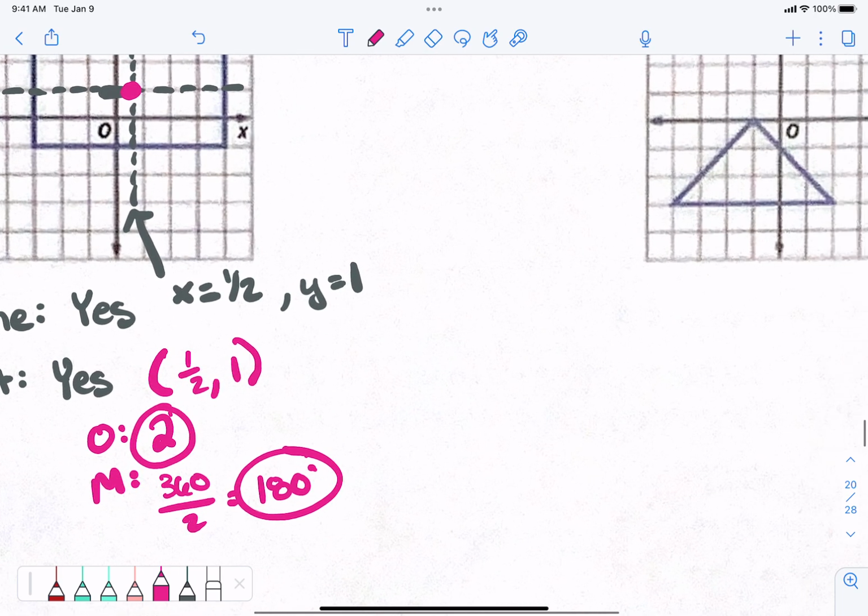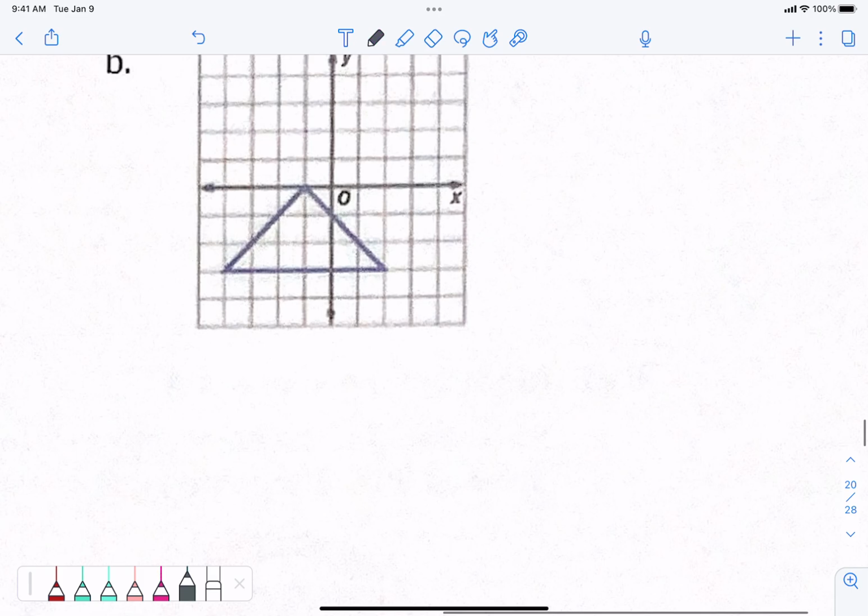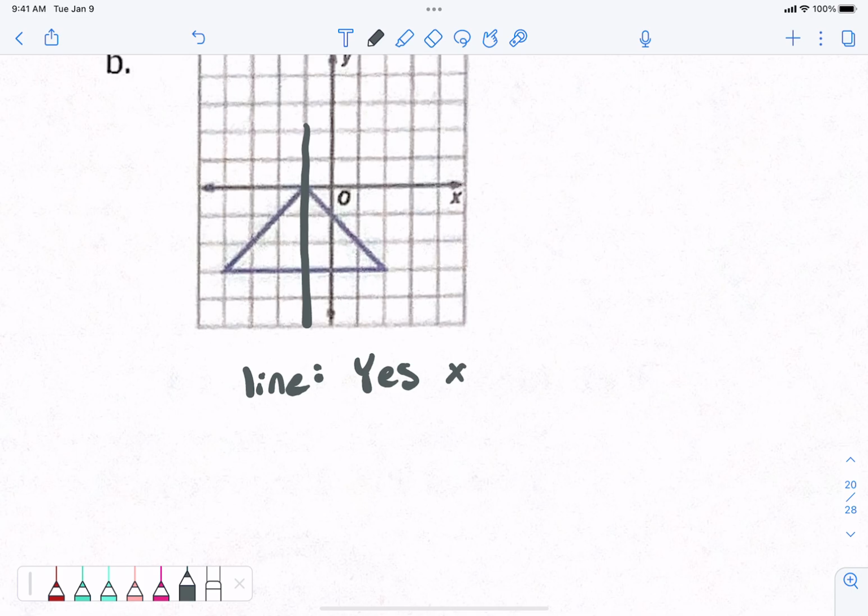Are you ready for the next one? Line symmetry. Does he have a line of symmetry? Yes, down the middle, right here. What's the equation of that line? X equals -1. It's going through the x-axis at -1. So x equals -1, okay? Does he have point symmetry? No.